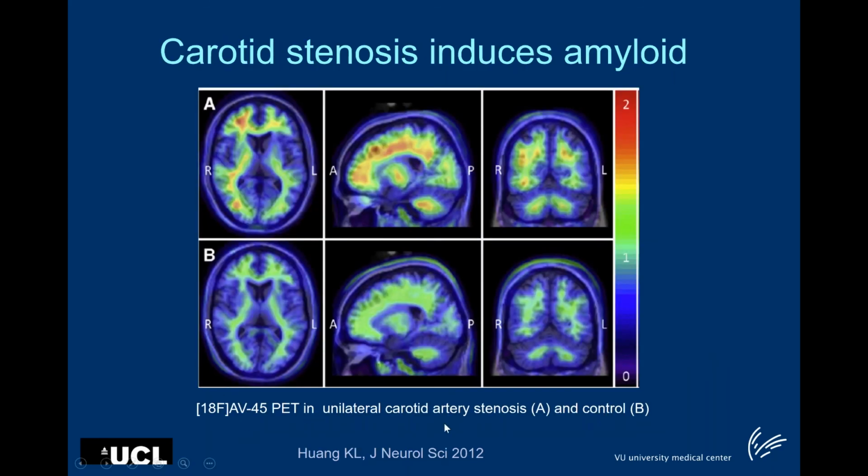And in this nice case report, they did an amyloid scan in a patient with a unilateral carotid stenosis. So on the top, the stenosis was on this side, and you can see on this part of the brain there's also more uptake of the amyloid than on the left side, which should be symmetrical, of course, if you don't have a stenosis.